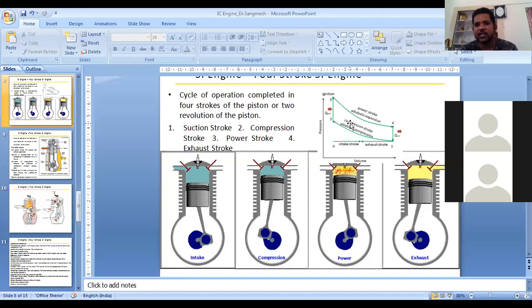It is not that it is going to happen the same way. The actual cycle is going to be different from the ideal cycle, but we assume that it is going to operate with reversible adiabatic compression and reversible adiabatic expansion processes. Whereas the heat addition and heat rejection are going to take place at constant volume. So this is the Otto cycle.